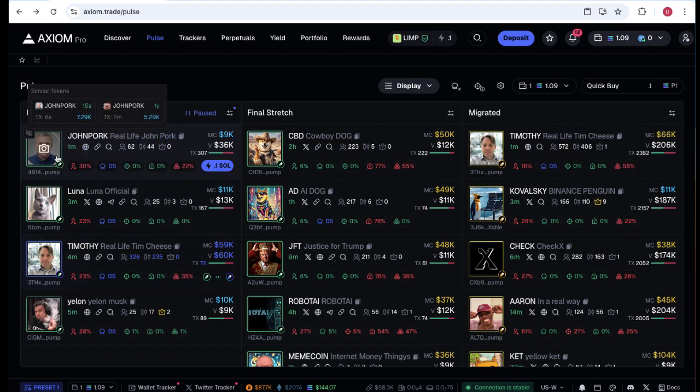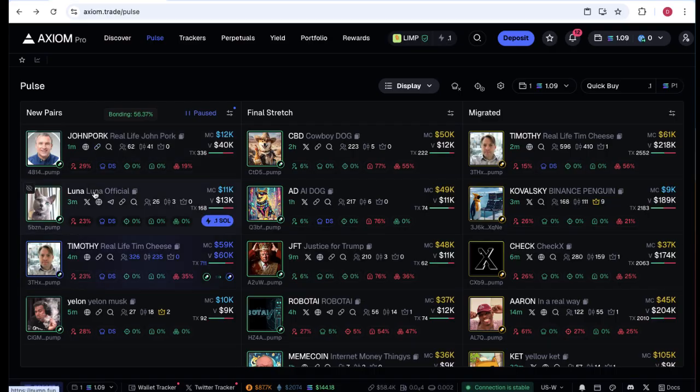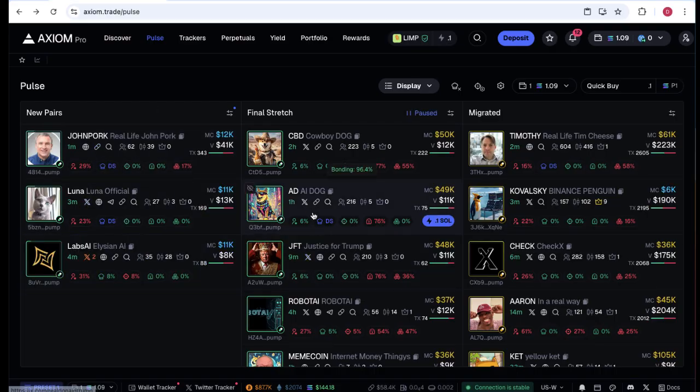Even this, if you hover over the image, you can see if there have been any other tokens with that same name and how old they are. Look, this one was a year ago. The market cap is 5K, so you can see that it's dead, but it'll let you know. Also, even the X accounts, if the X account has been used multiple times, it'll let you know.